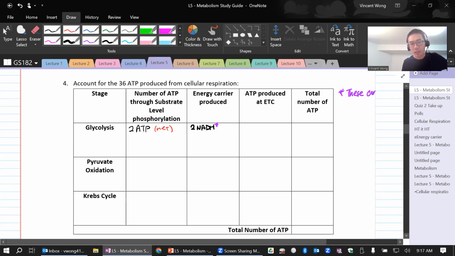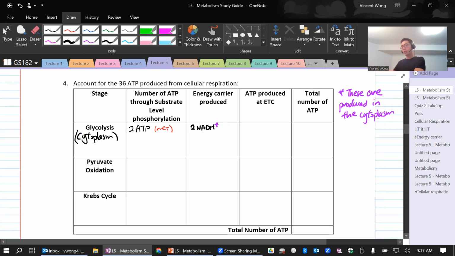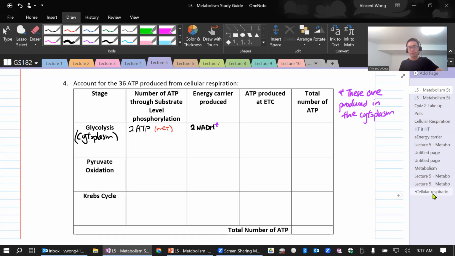These are produced in the cytoplasm, right? Because of course glycolysis happens in the cytoplasm, right? These are in the cytoplasm. And they need to go to the ETC, which is in the cristae, right? But it turns out NADH is too big to cross the cell membrane.